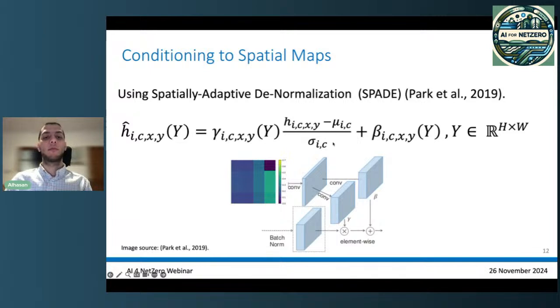And it is very similar to conditional batch normalization, except that the scaling and shifting parameters are calculated per pixel instead of per the entire domain. And this way, it can be used to modulate each pixel independently. So the conditioning maps are passed to 2 successive convolutional layers to calculate the scaling and shifting parameters, which are used to modulate the normalized activation here.